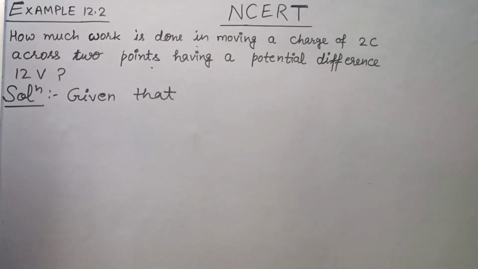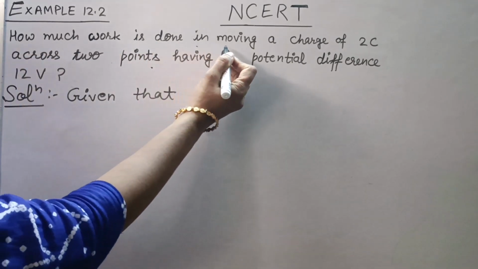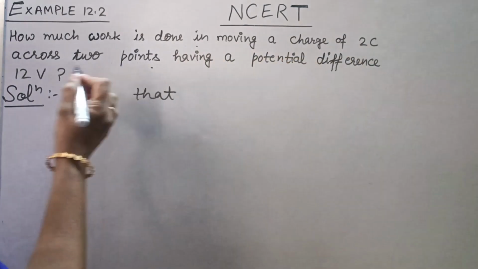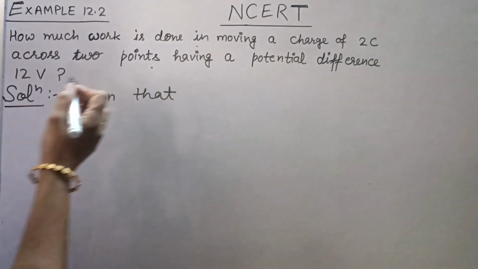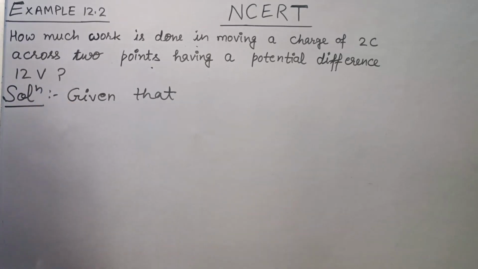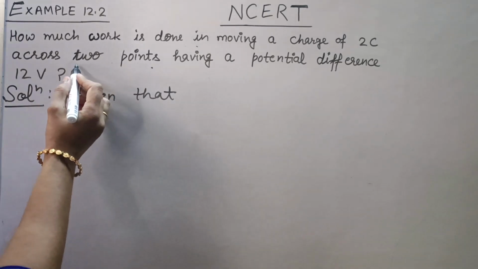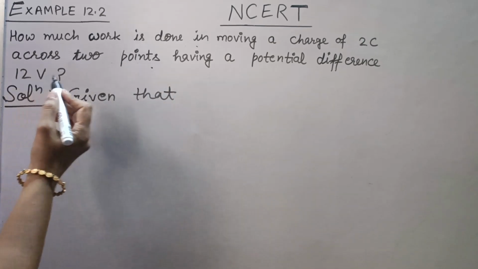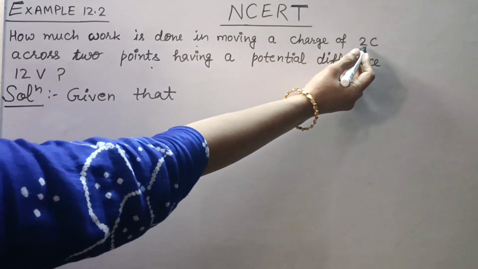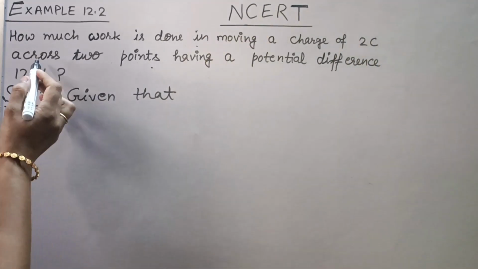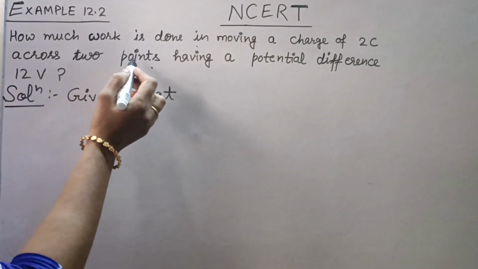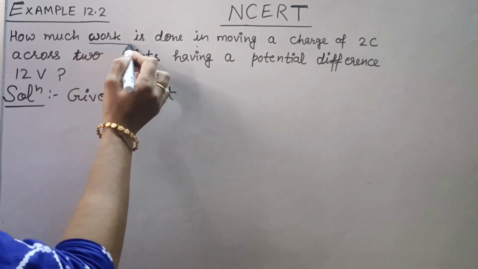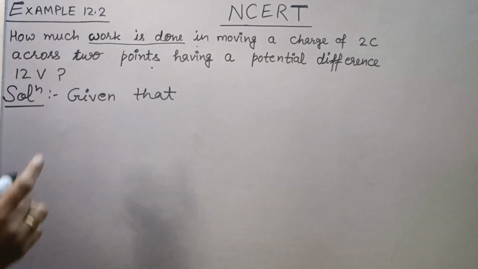In this video, we will discuss example 12.2 from the NCERT textbook. Let's read the statement first. How much work is done in moving a charge of 2 coulomb across 2 points having a potential difference of 12 volt? In this question, what is given to us? There are 2 points whose potential difference is 12 volt, and we are moving a charge of 2 coulomb in between these 2 points, and we have to calculate what will be the work done in moving the 2 coulomb charge.